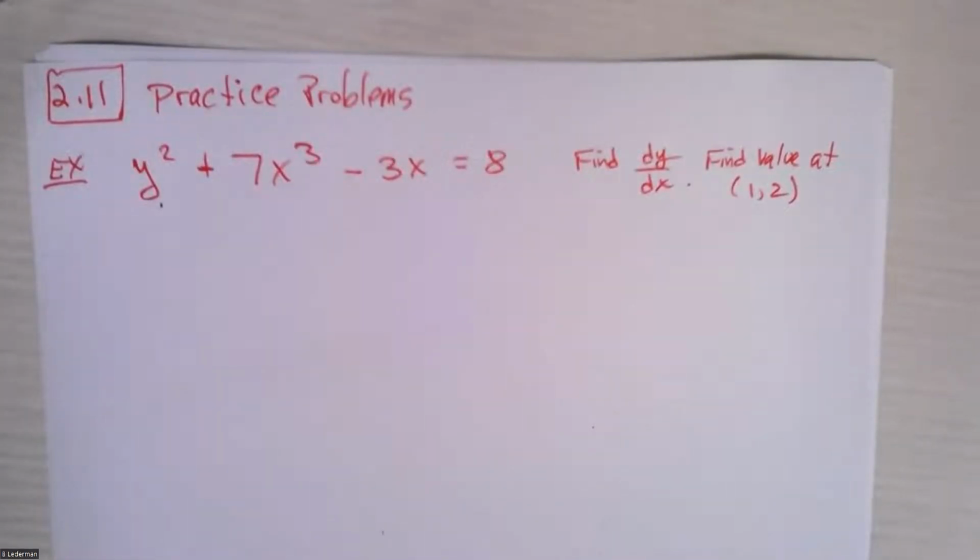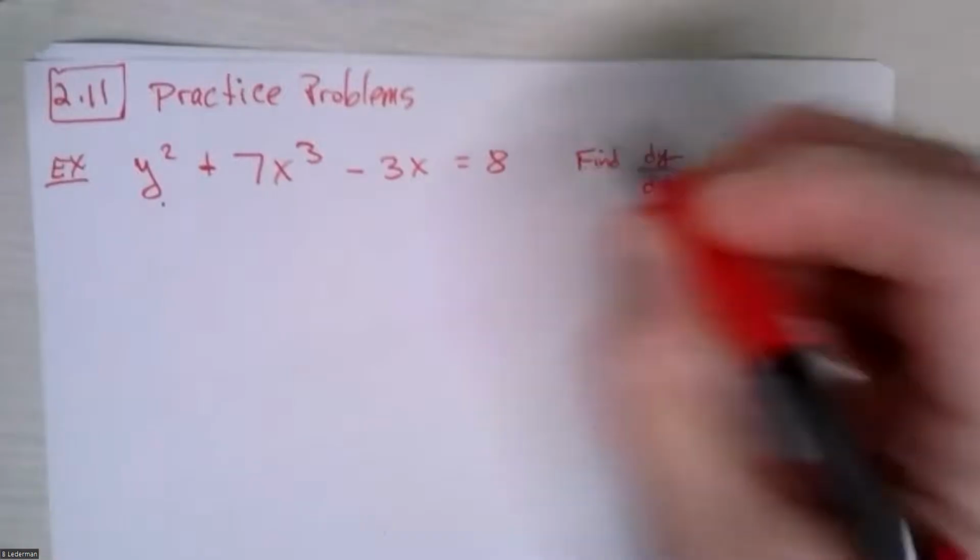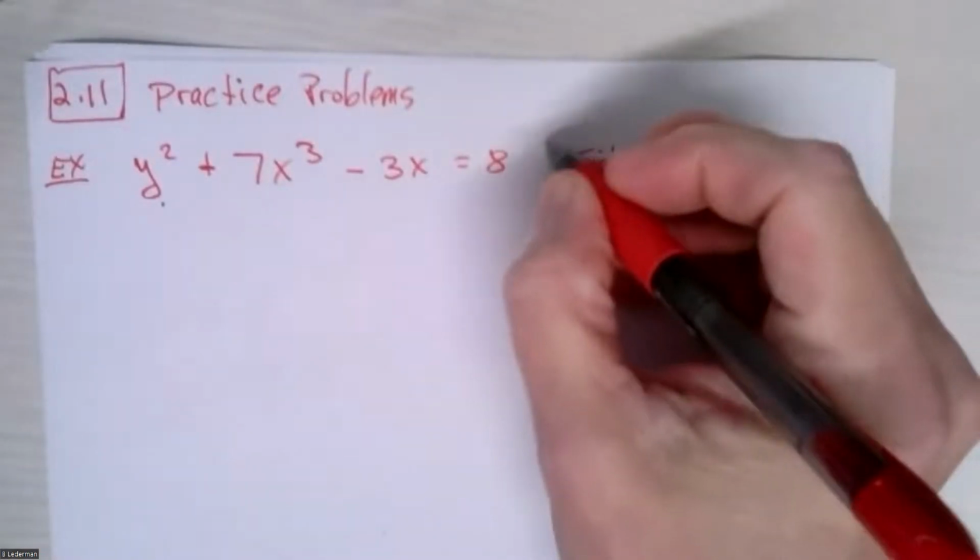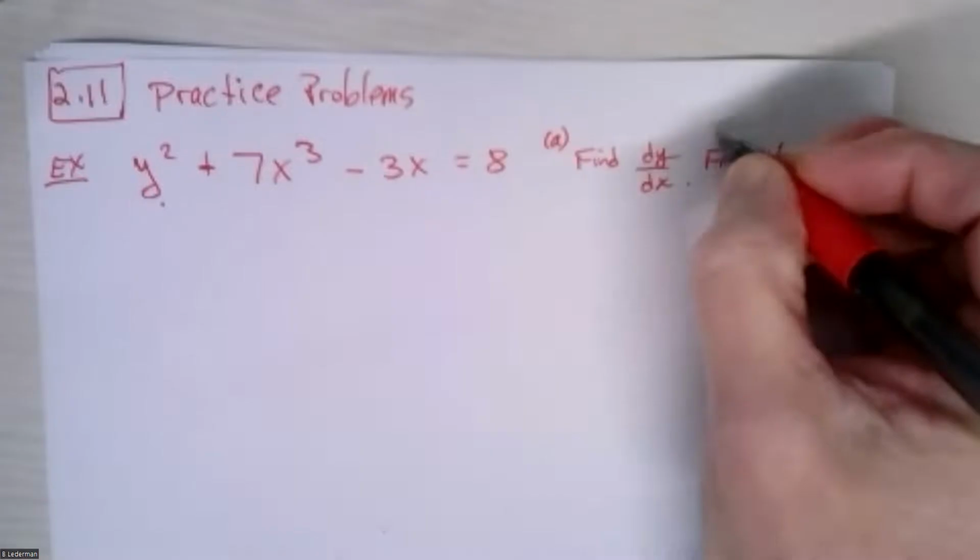Hey, in this video, we're going to do some practice problems from 211. We'll start with some implicit differentiation problems. So we have y squared plus 7x cubed minus 3x equals 8, and we want to find dy/dx. That's part A. And then part B, we want to find the value at (1, 2). This is really two separate parts, part A and part B.